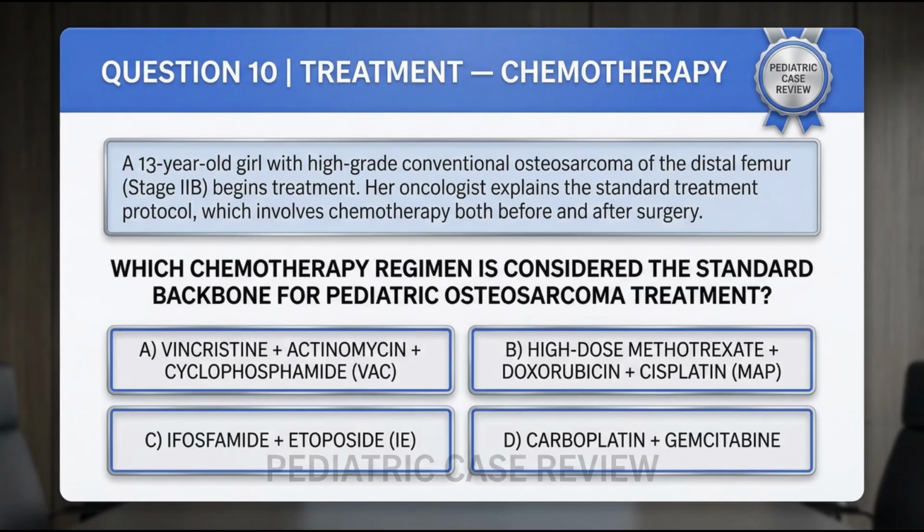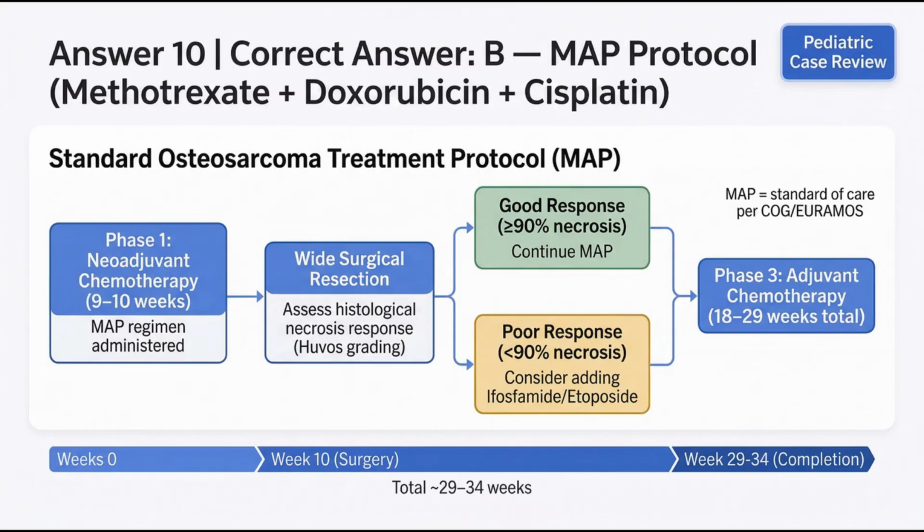Option A, vincristine plus actinomycin plus cyclophosphamide. Option B, high-dose methotrexate plus doxorubicin plus cisplatin, the MAP regimen. Option C, ifosfamide plus etoposide. Option D, carboplatin plus gemcitabine. The correct answer is option B, high-dose methotrexate plus doxorubicin plus cisplatin, known as the MAP protocol. This is the standard of care regimen for the Children's Oncology Group and EURAMOS international guidelines.